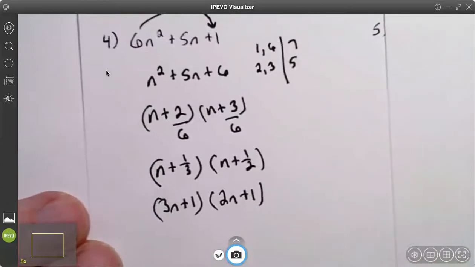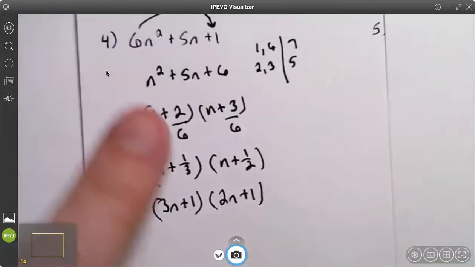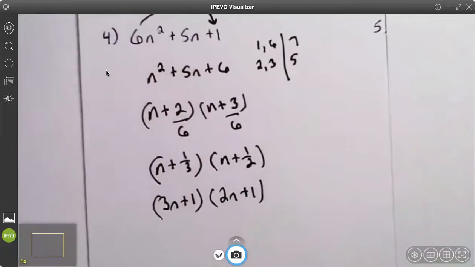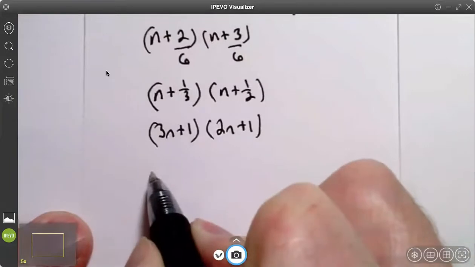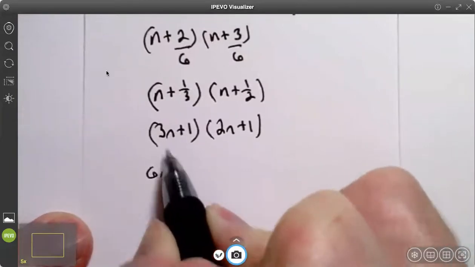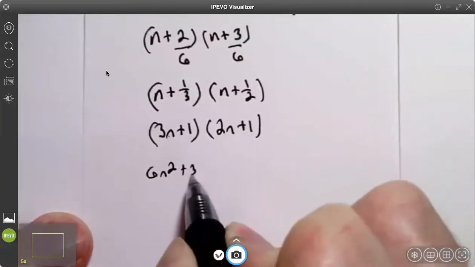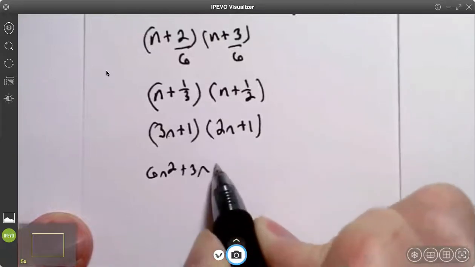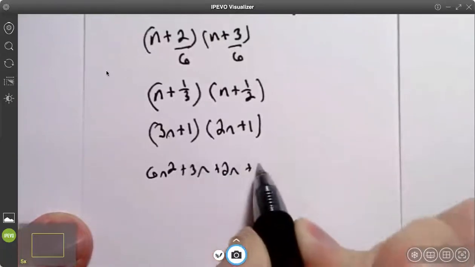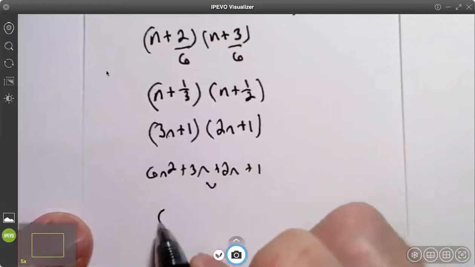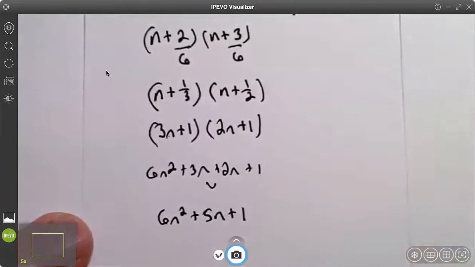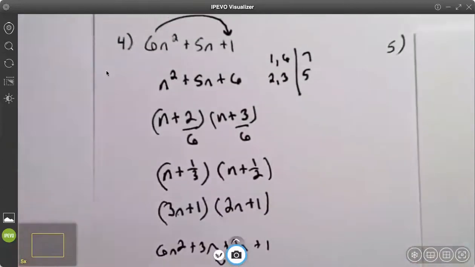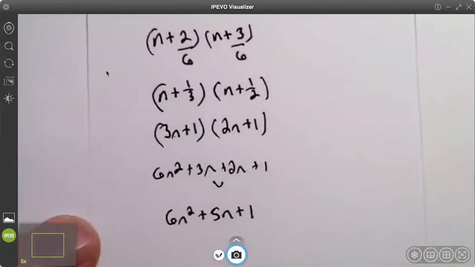Now, just for fun, I'm going to FOIL these two binomials and show that we'll get this original question here real quick. 3n times 2n is 6n squared. 3n times 1 is 3n. Now distribute the 1. 1 times 2n is 2n. 1 times 1 is 1. Combine like terms in the middle. I get 6n squared plus 5n plus 1, which is in fact my original question. 6n squared plus 5n plus 1.